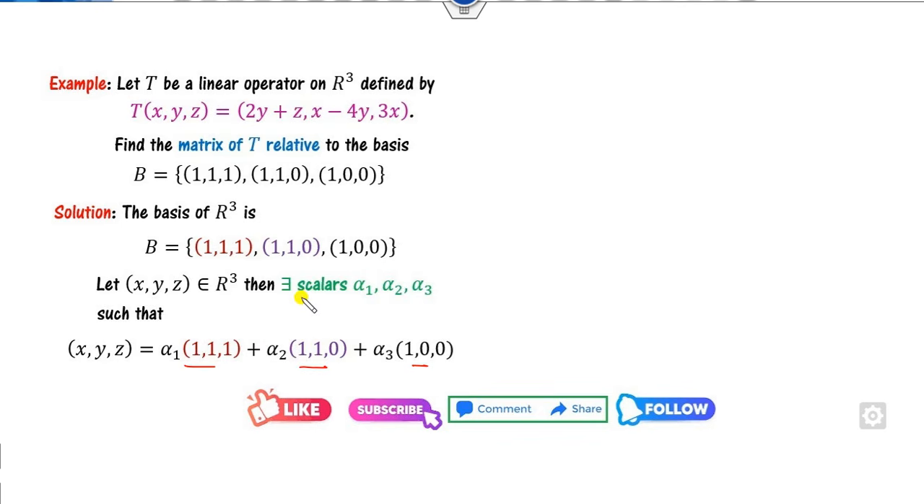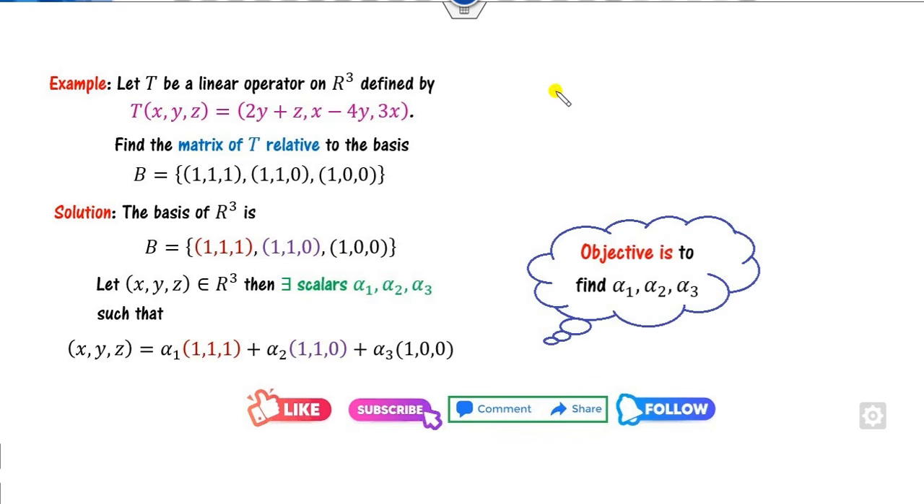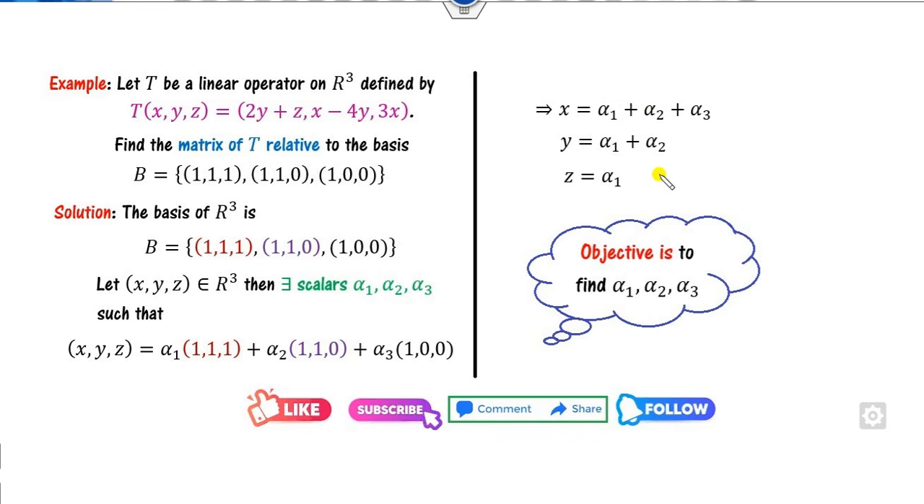Now you can equate the coefficients. The first component is my x, which is equal to alpha 1 plus alpha 2 plus alpha 3. Similarly, y is my alpha 1 plus alpha 2, and z is only alpha 1. Fine. Now your target is to find the values of alpha 1, alpha 2 and alpha 3. From here alpha 1 is z. Can you find the value of alpha 2? This is y minus z. And if I substitute here, alpha 3 will be x minus y.